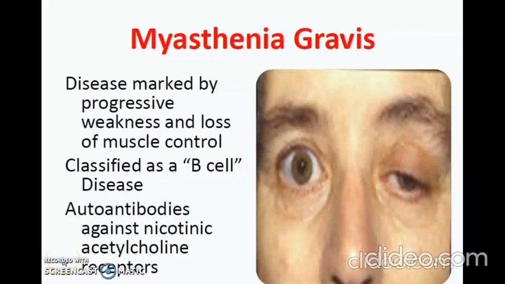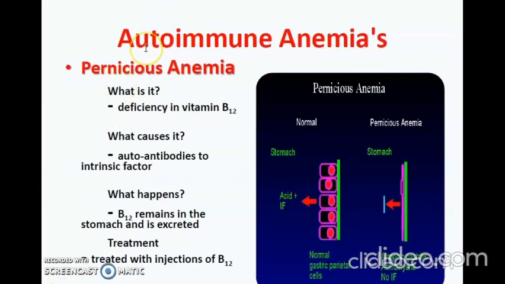It is classified as a B-cell disease. Autoantibodies are formed against nicotinic acetylcholine receptors. There is an autoimmune anemia termed pernicious anemia. It is caused by the deficiency in vitamin B12, and autoantibodies to the intrinsic factor cause this.